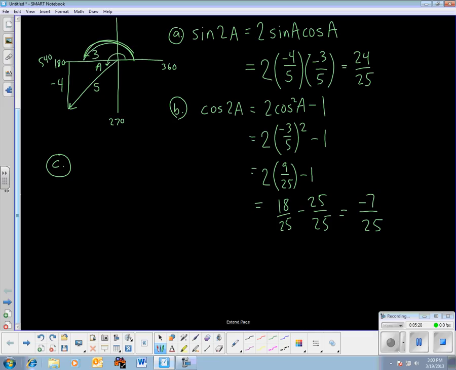Okay, so anyway, back to this. What is the tangent of 2A? Well, the tangent formula is 2 tan A over 1 minus tan squared A.